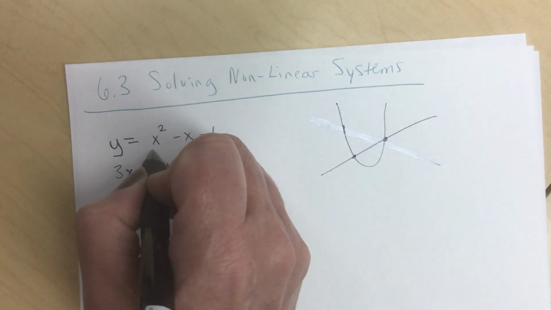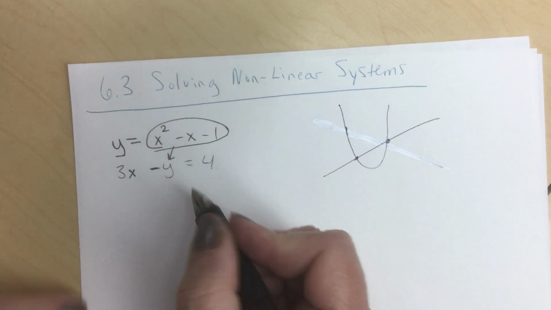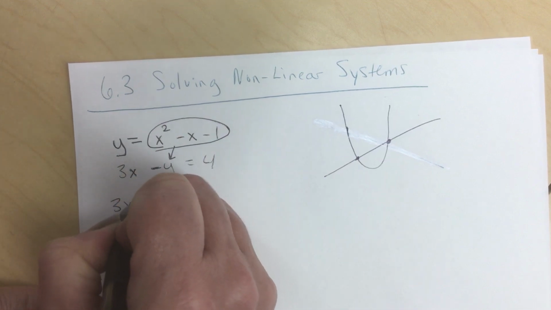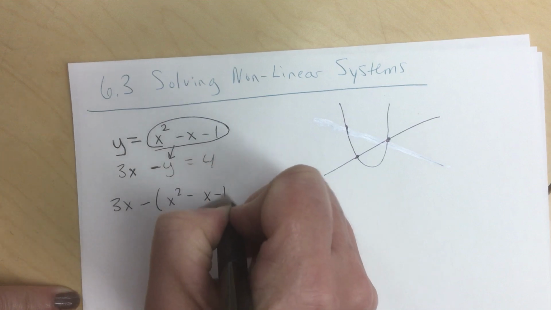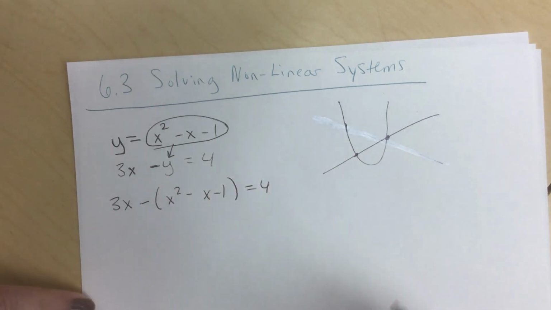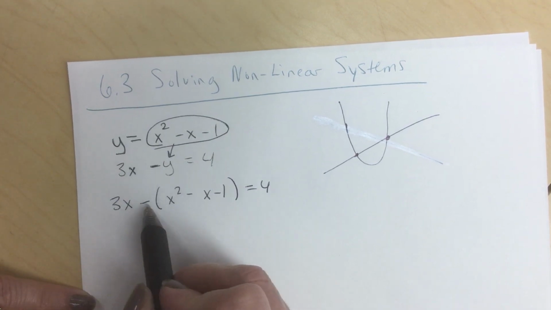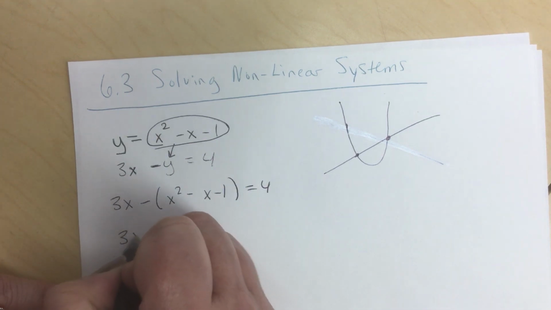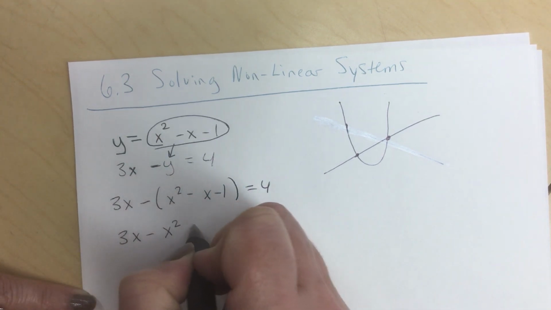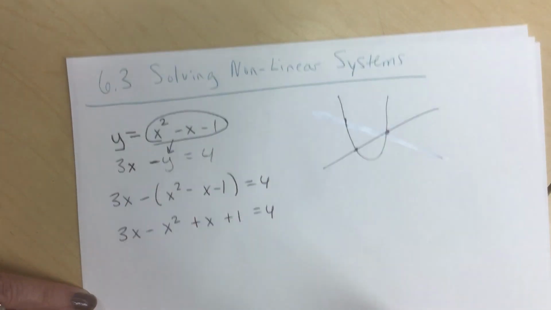If y is equal to this, then I would replace that y with that equation. So then you would have 3x minus this function, x squared minus x minus 1 equals 4. And make sure when you have your minus on the outside of your letter that you think about the fact that that minus is going to go with the whole equation. So you would have 3x minus x squared plus x plus 1 equals 4.